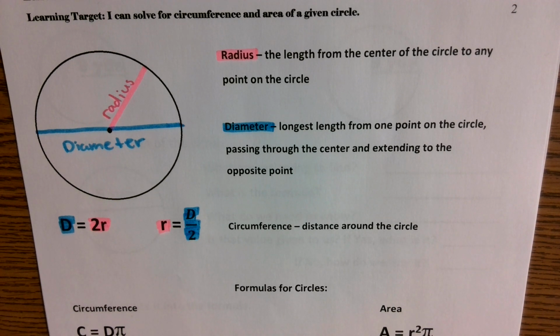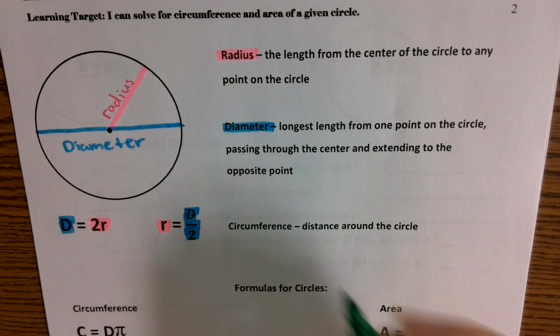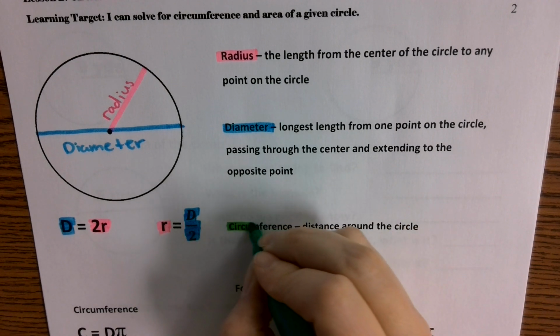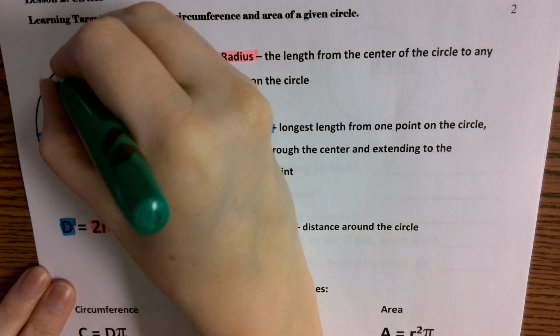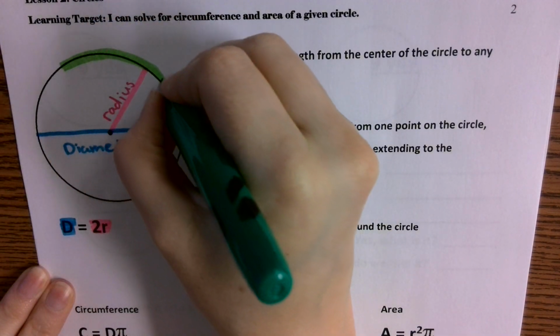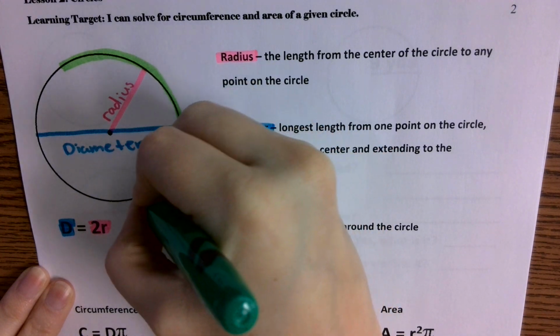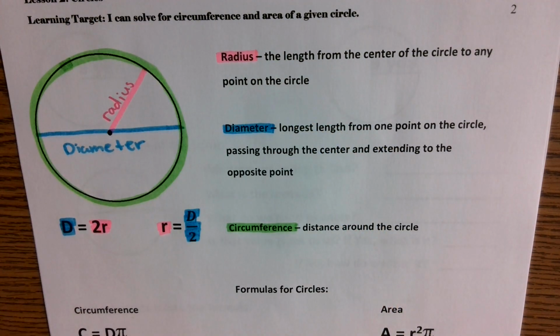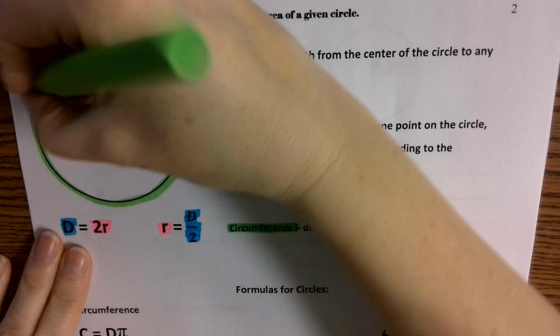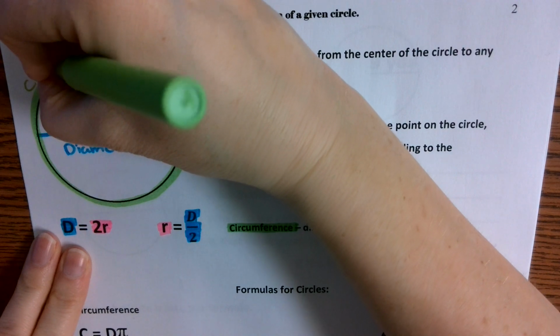And then you have circumference. Essentially, circumference is just the perimeter of a circle, but they call it the circumference. It is the distance around the rim of the circle. So it's this entire rim. Okay? That's going to represent your circumference.